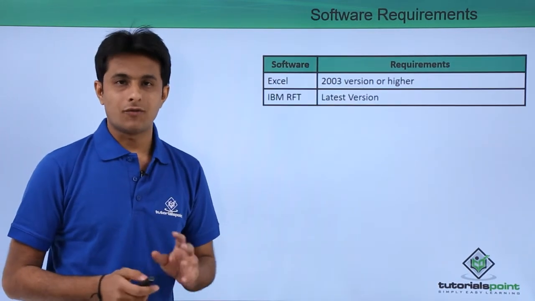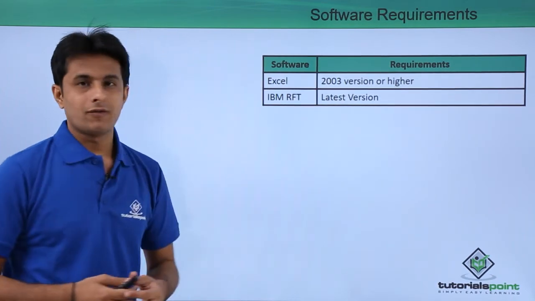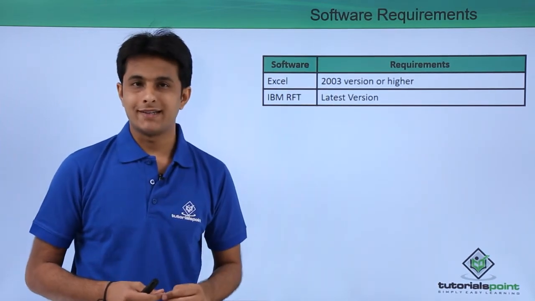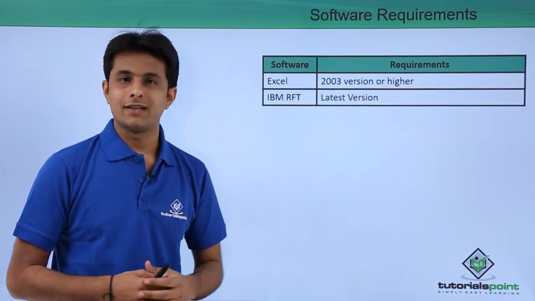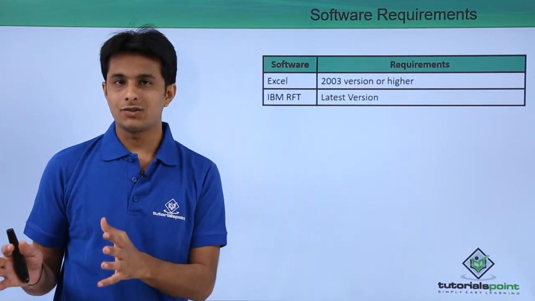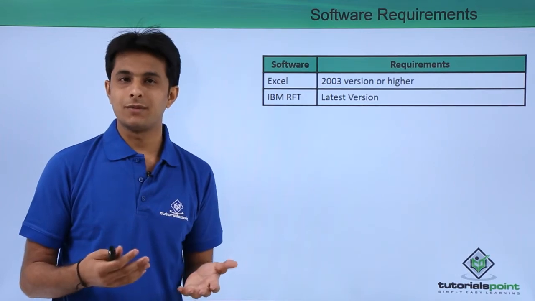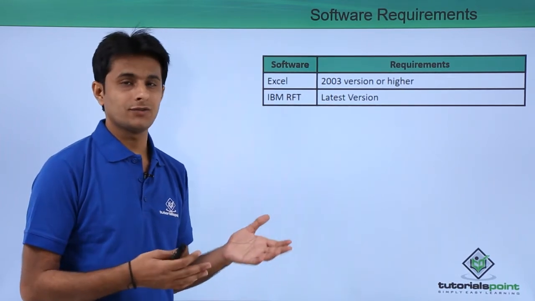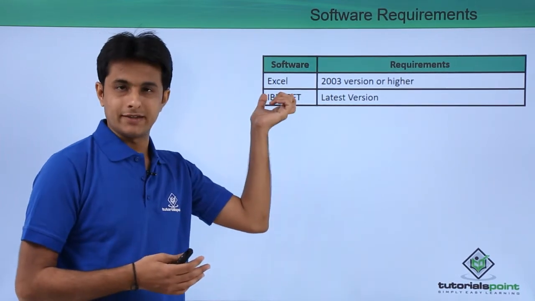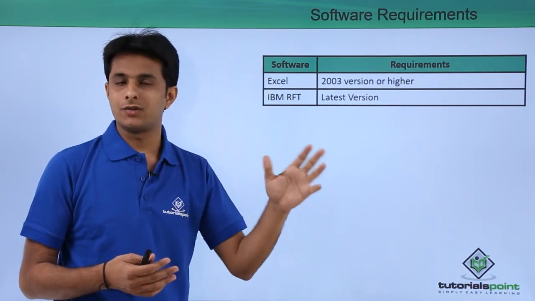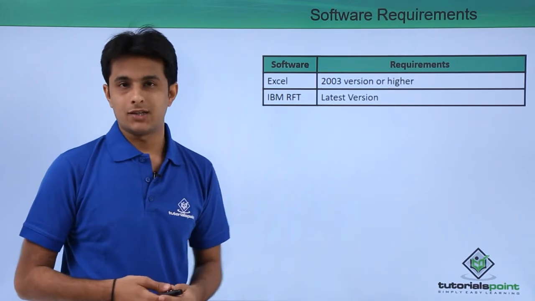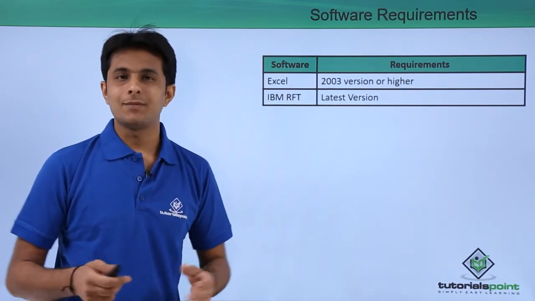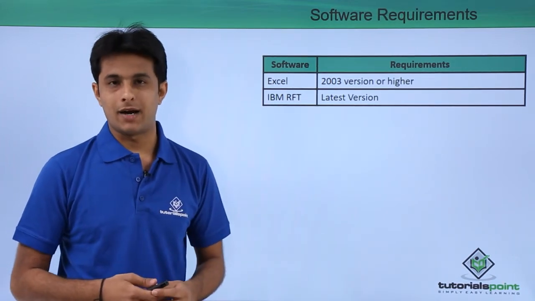Now what are the minimum software requirements? You need Microsoft Excel 2003 or a higher version. The reason we need Excel is when we are working with parameterization, that means we want multiple usernames, multiple passwords, different values, we need to store them in some Excel file. Definitely that will work as a CSV file. And also we need IBM RFT, the latest version, definitely. So let us see practically how we install this IBM RFT.